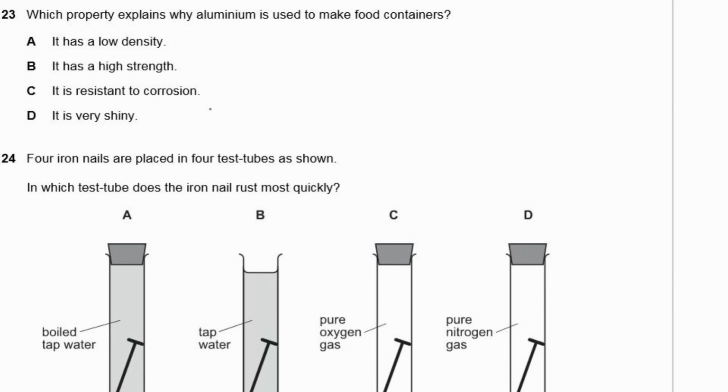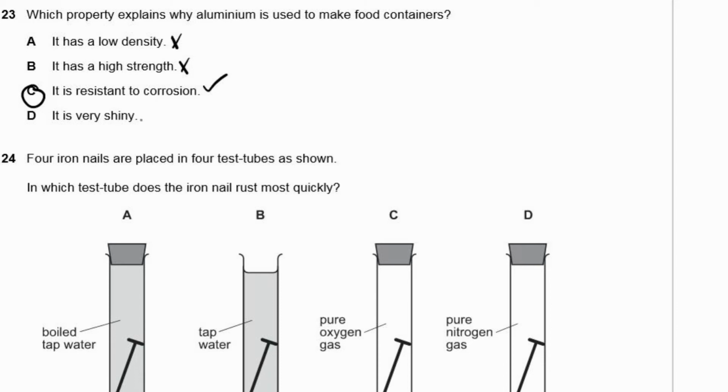Good. Question 23. Which property explains why aluminium is used to make food containers? A. It has a low density. Well, yes, it does, but that's not actually as useful to make food containers. It has a high strength. No, we wouldn't be able to make aluminum foil if it was very strong. It is resistant to corrosion. That's actually very important. It's not actually aluminum that is resistant, aluminum oxide is resistant to corrosion. But yes, it's resistant to corrosion.